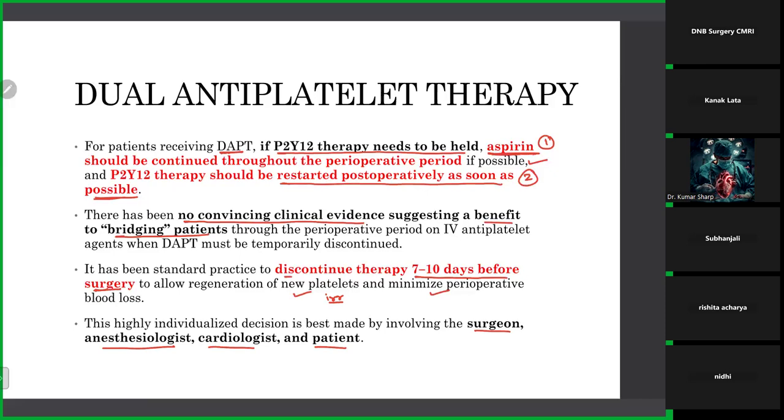So we are ending the antiplatelet therapy over here now, and we have 2 points in mind: continue aspirin, restart as soon as possible. If you're withholding the P2Y12 therapy, try and discontinue 7 to 10 days before surgery to allow for the regeneration, and make a highly individualized decision in consultation with the other teams as well. Okay, and no benefit of bridging therapy. We have no benefit of bridging therapy in the case of antiplatelet medication. Okay. Done.